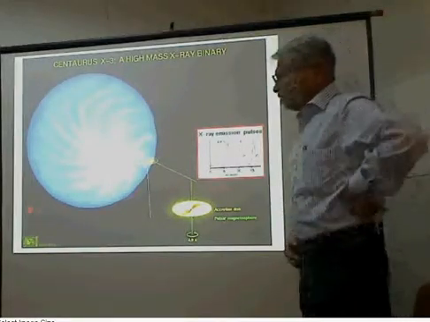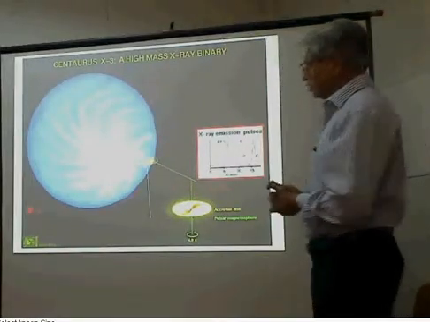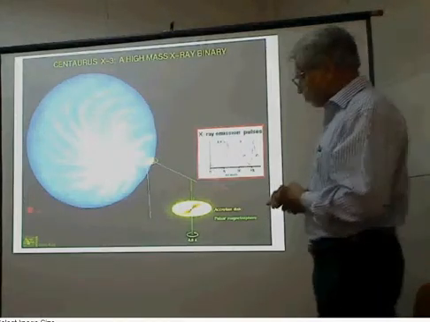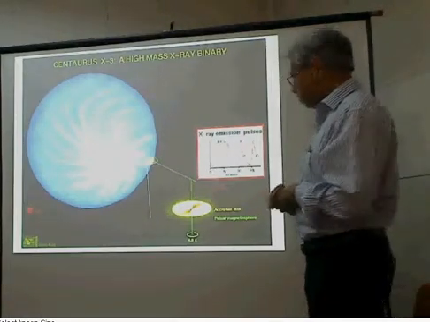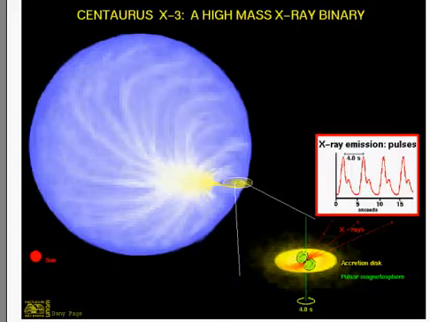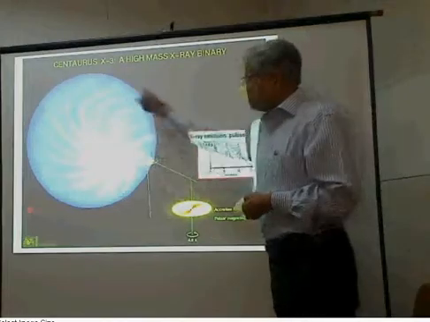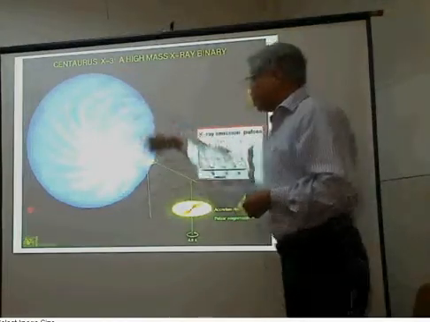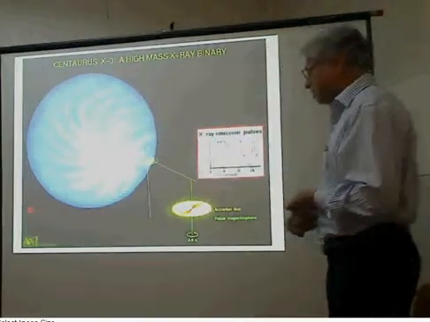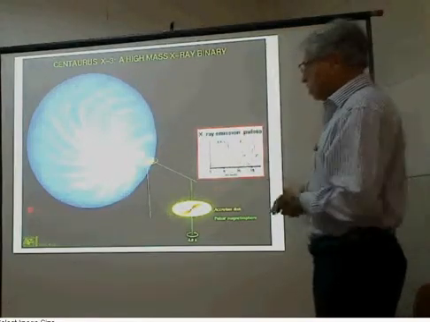In the previous slide, I showed you how X-rays are produced by infall of matter into the deep gravitational potential of the neutron star. Here is an artist's sketch of how the binary X-ray source Centaurus X-3 will look like. So you can see the center of X-ray, there is a neutron star, and this is the optical companion. This particular star is known as Krzemiński's star. It has a mass of about 14 times solar mass.